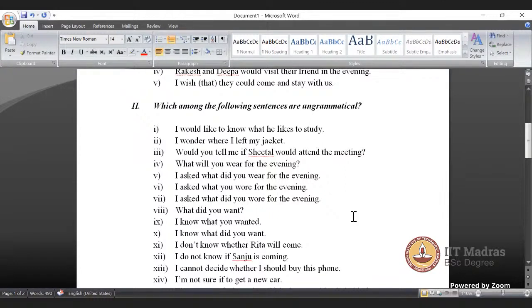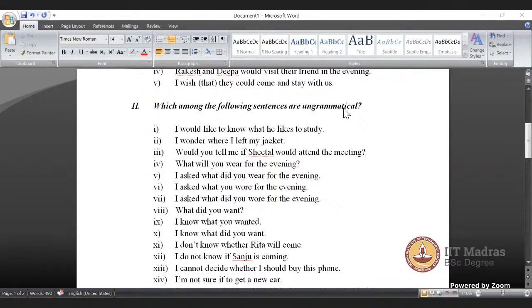Now, the fifth one. I asked, what did you wear for the evening? It's ungrammatical, I guess. You have three sentences there. I asked, what did you wear for the evening? I asked, what you wore for the evening. I asked, what did you wear for the evening? Is the first one grammatical or the second one grammatical? Somebody in the chat.